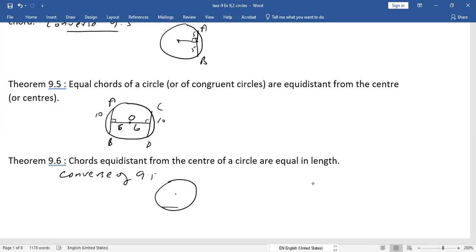Okay. One chord, the distance is 5 centimeter. Another chord is here. Distance also same. Distance means perpendicular distance. So the chords are equal. Chords equidistant from the center of a circle are equal in length. Any confusion in the placing, please inform.